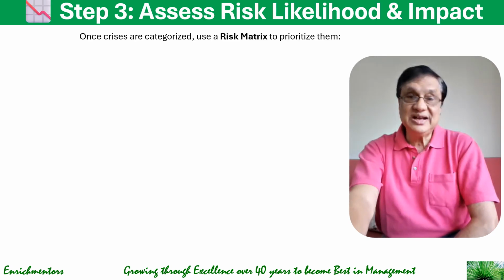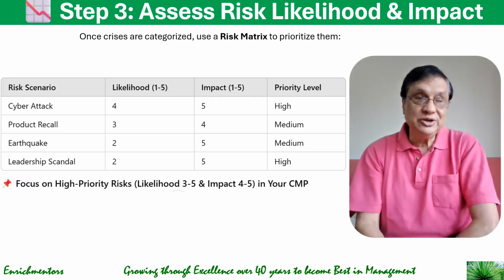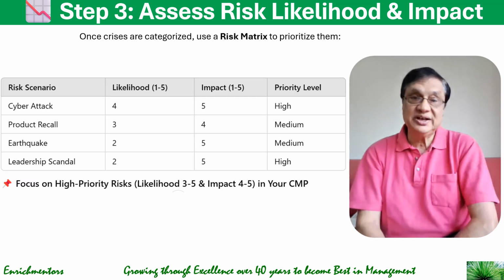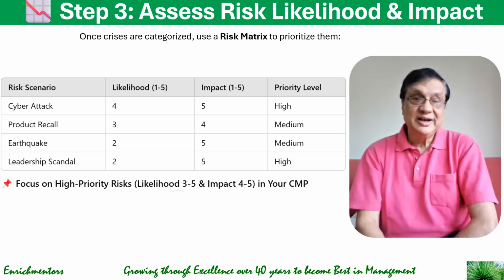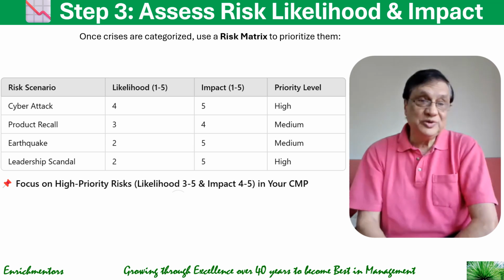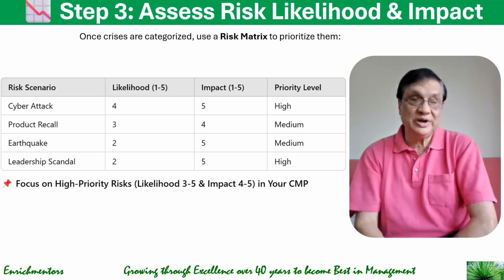Then you need to assess the likelihood and impact. Once these crises are categorized, you can use a risk matrix to prioritize them. Now, what does the risk matrix look like? So you have the risk scenarios, let's say cyber attack, and then you sit in a team and relatively look at all these crisis scenarios, 1, 2, 3, 4 here. And then you say, what is the likelihood of occurring? Which is the most likely to occur? And then the team and all of you agree, say cyber attack. And how much would you rate on a 1 to 5? You rate 4. And like this, you rate each of them.